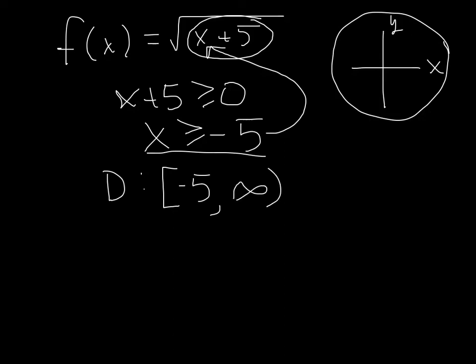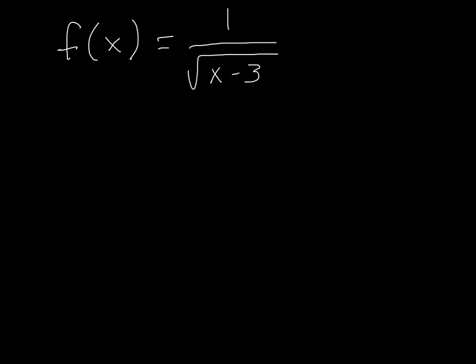Now, moving forward, I can look at a combination of the two. f of x equals 1 over the square root of x minus 3. Now, whenever you have a radical that applies in a denominator, we have to keep track of both of the topics we just talked about. One is in the denominator, you can't divide by 0. So this right here can't ever equal 0.